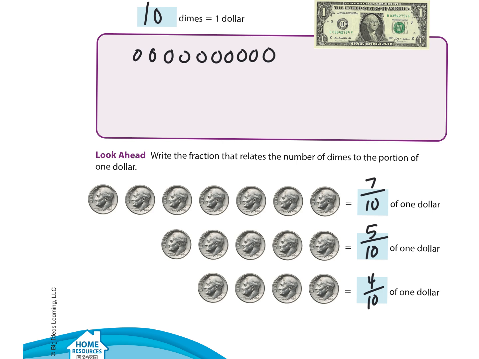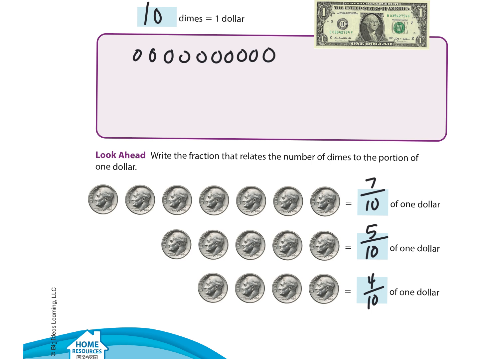If I wanted to write decimals, could I write a decimal that represents the same thing? I could, because decimals and fractions are equivalent. Okay, they just look different. One has a fraction bar, one has a decimal point.